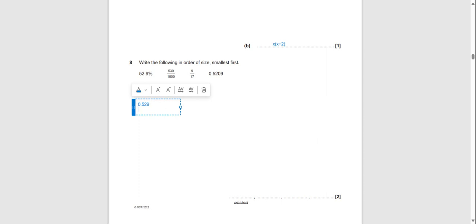530 over 1,000. Again, if you want to, you can absolutely use your calculator for this. It will put it into decimals for you. Just make sure you're pressing the S to D button. So that will give me 0.53. 9 over 17. And to put this in your calculator, you're literally just going to write 9 divided by 17. And S to D if it doesn't already give it to you as a decimal.